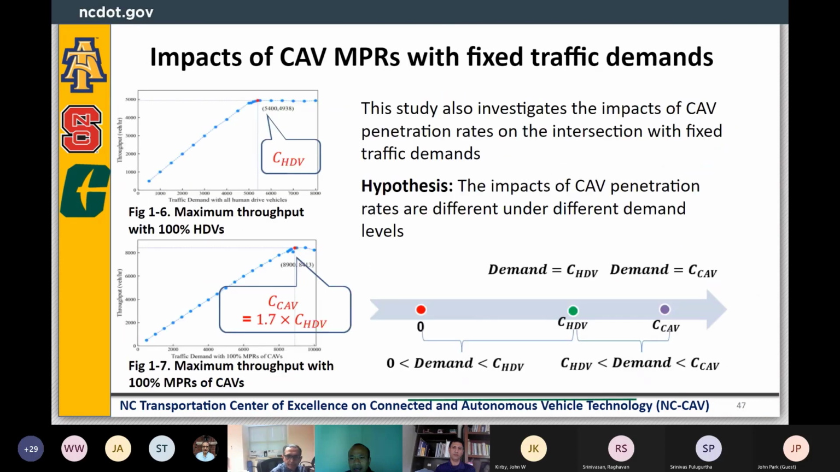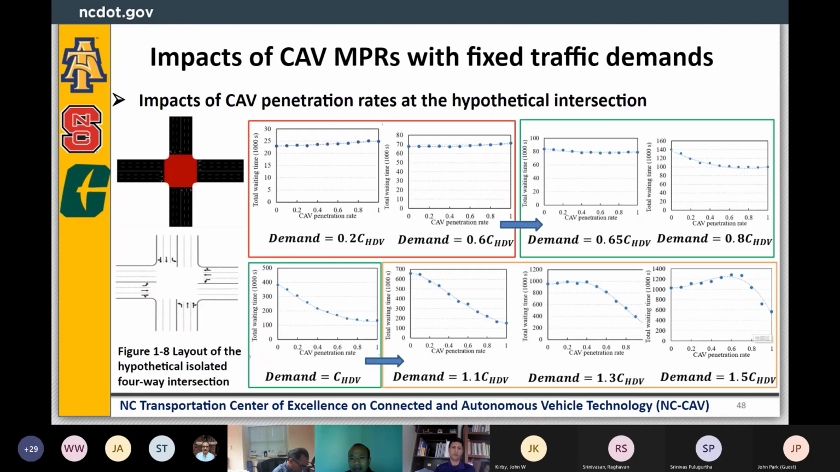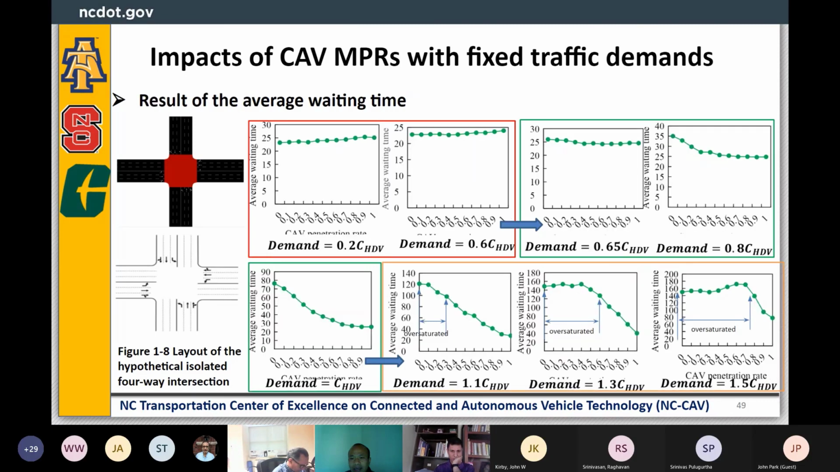Next slide, please. So figure 1-8 shows the layout of the hypothetical intersection we used in our study. And then you can see as a fixed demand level changes, we have a transition in terms of the total waiting time. Next slide, please. And then we see the transition point somewhere between 0.6 and 0.65. And we will present the numerical results in the next slides. So here comes the next slide, please, Ali.